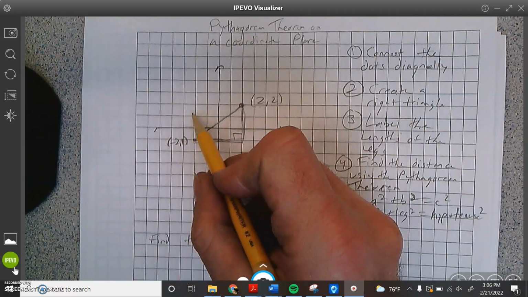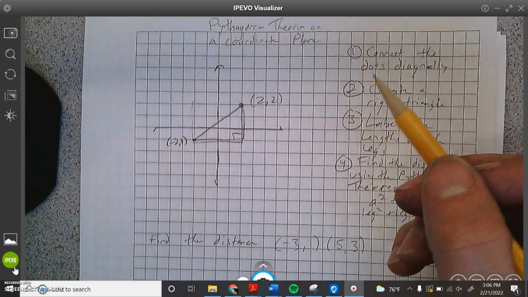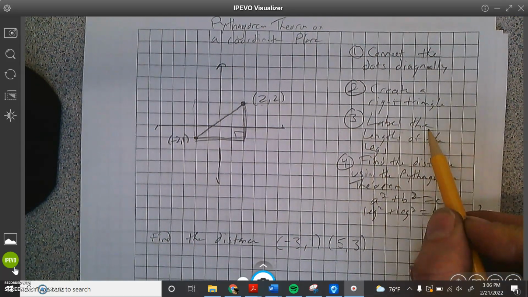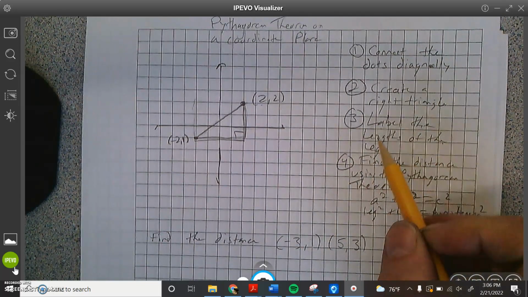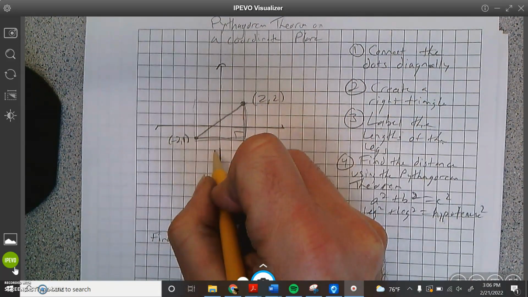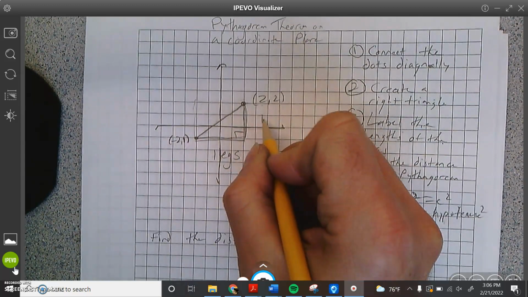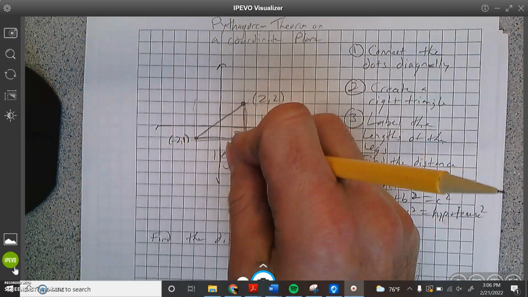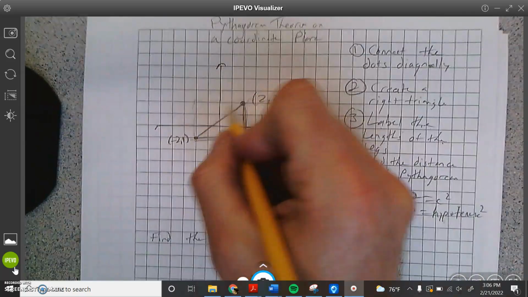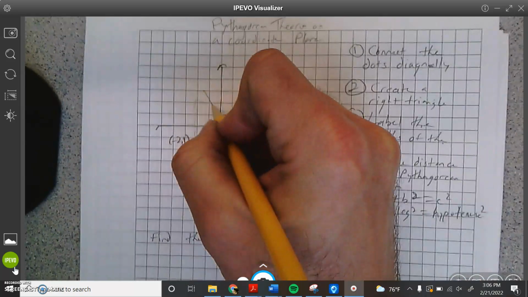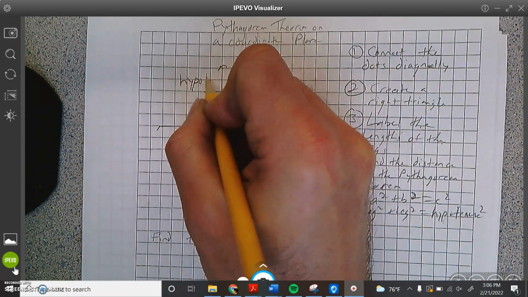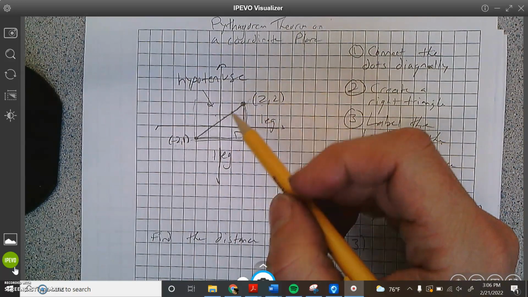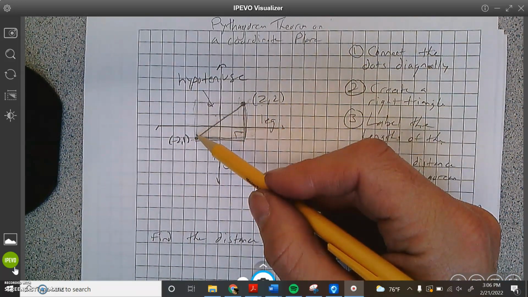I could have created it this way if I wanted to, and I get the same answer, but I did it that way. That's fine. Step 3: Label the lengths of the legs. In a right triangle, the two sides that make up the right angle are the legs. That's a leg, and a leg. And opposite the right angle, the longest side is called the hypotenuse.